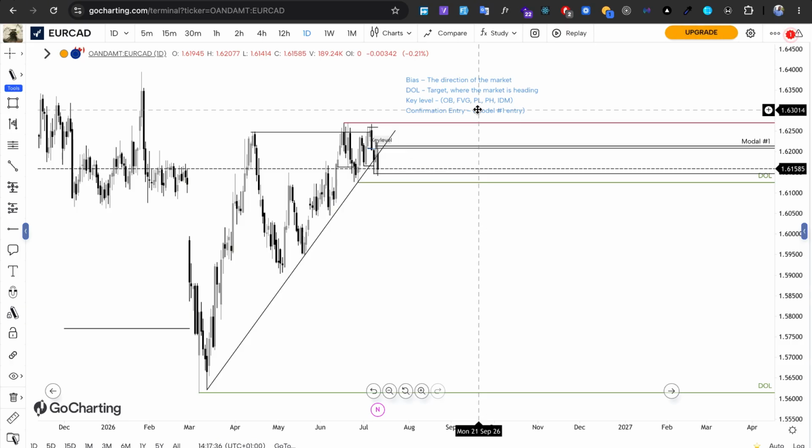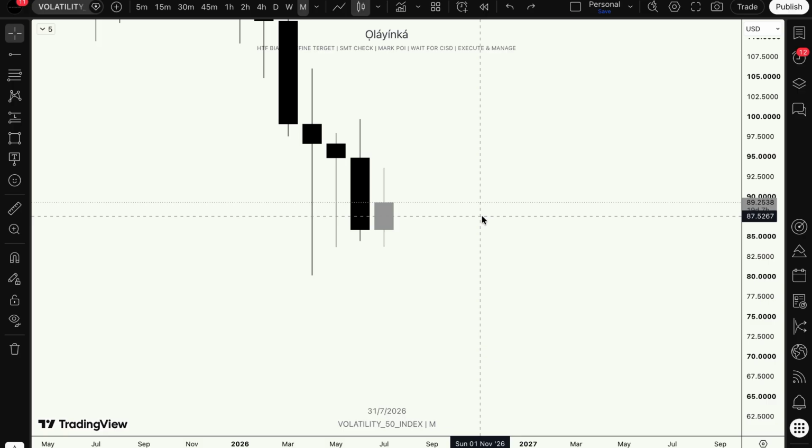So the next one that we'll be reviewing together now is the Volatility 50 index, right? So let's go to that particular one. Okay, let's look at the V50. If you look at the V50, it makes sense when we look at it from the monthly time frame, right?